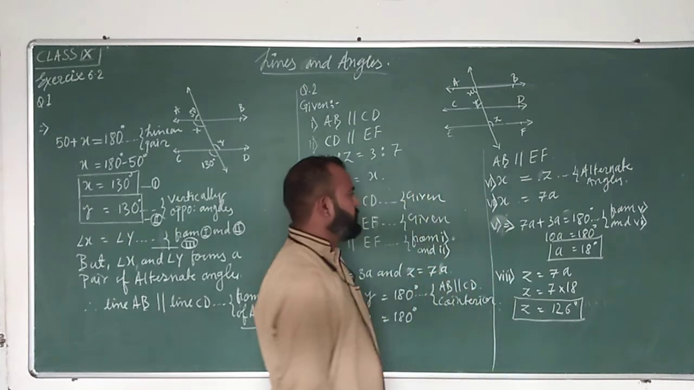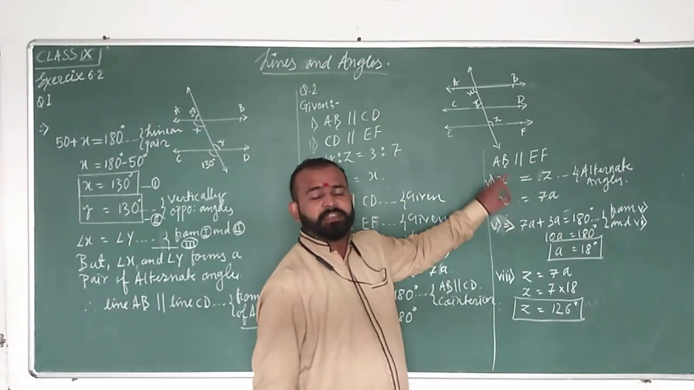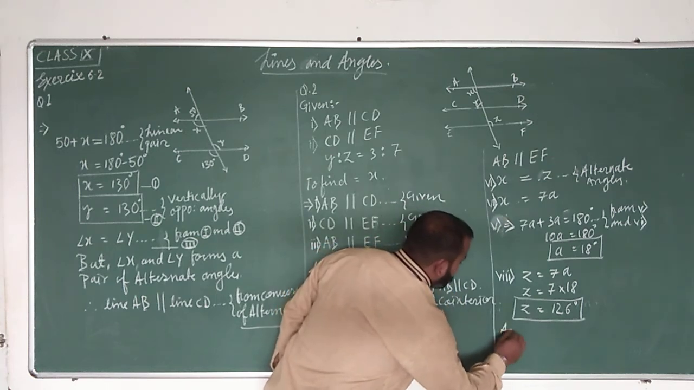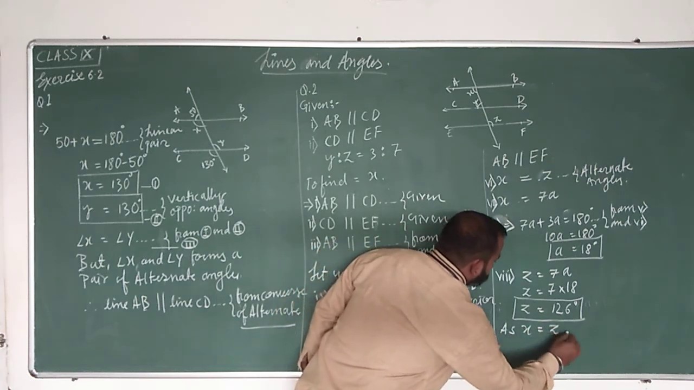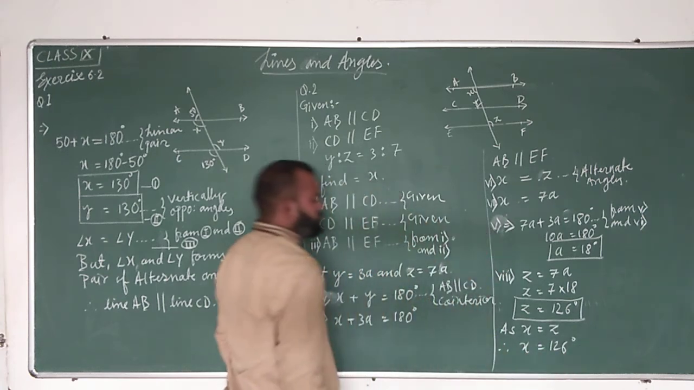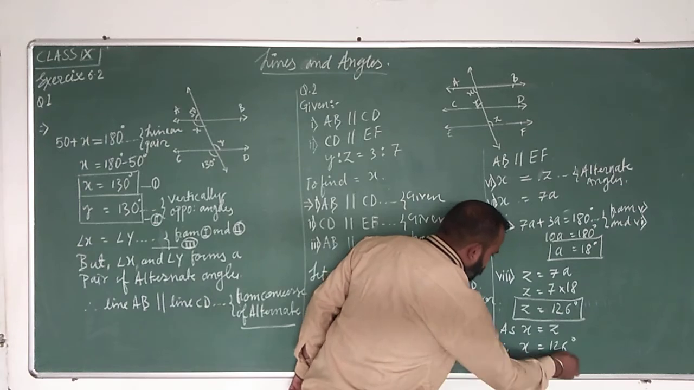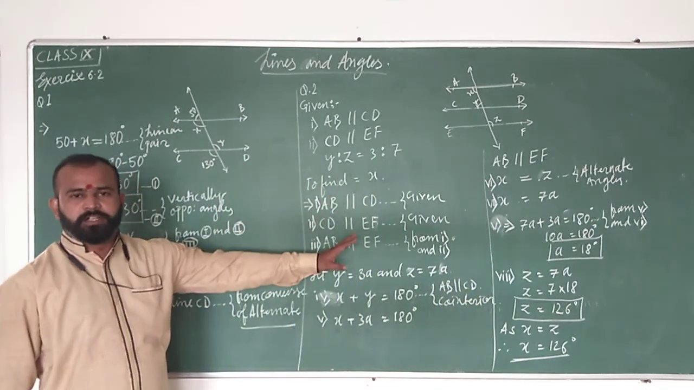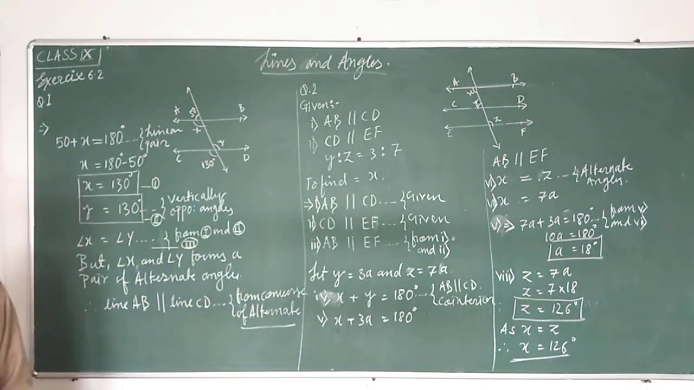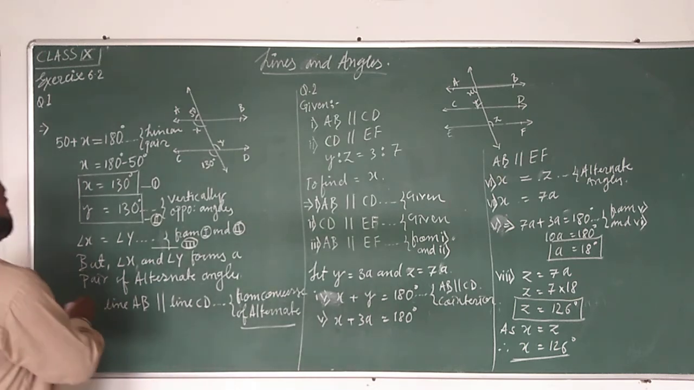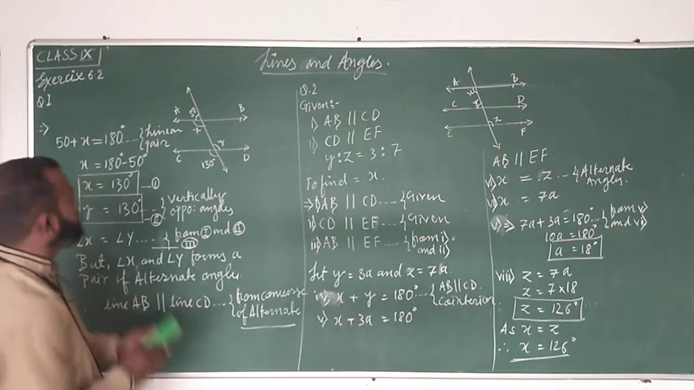As z is 126, what will be the measurement of x? X will also be how much? 126. As x is equal to z, therefore angle x will also be equal to 126 degree. This is what we needed. See here, I have gone through this method. It is not necessary that you also go with the same method. You can change where you want. Just keep one thing in mind, it should be a legal method.